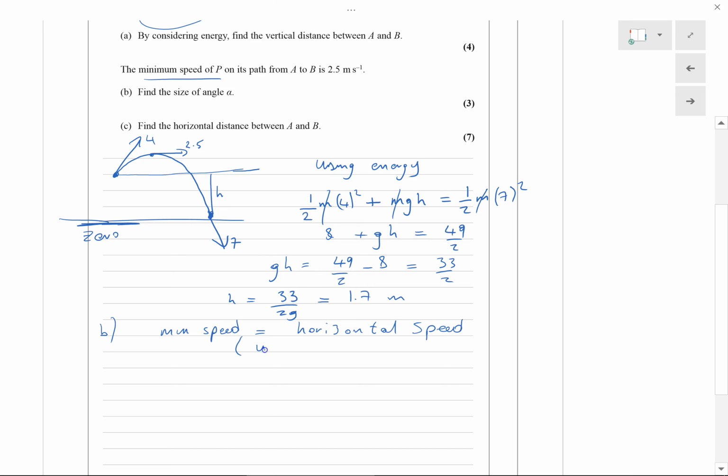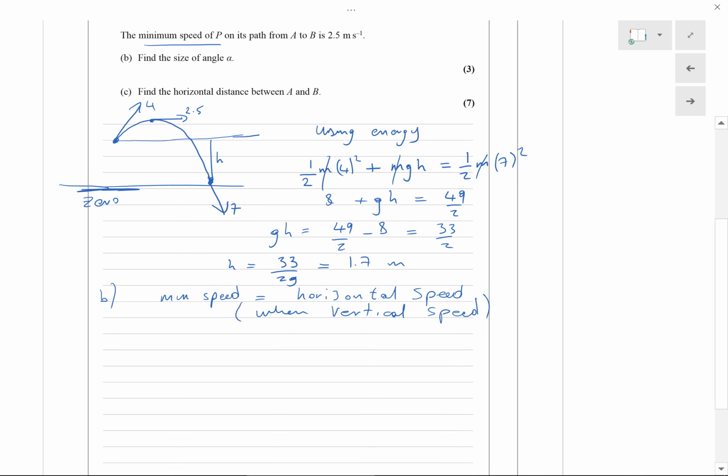So in other words, when vertical speed is equal to 0, because it's always going to have that horizontal speed, it's the vertical speed that's variable. So the minimum speed will be when the vertical speed is 0, where the horizontal speed is the same as the minimum speed.